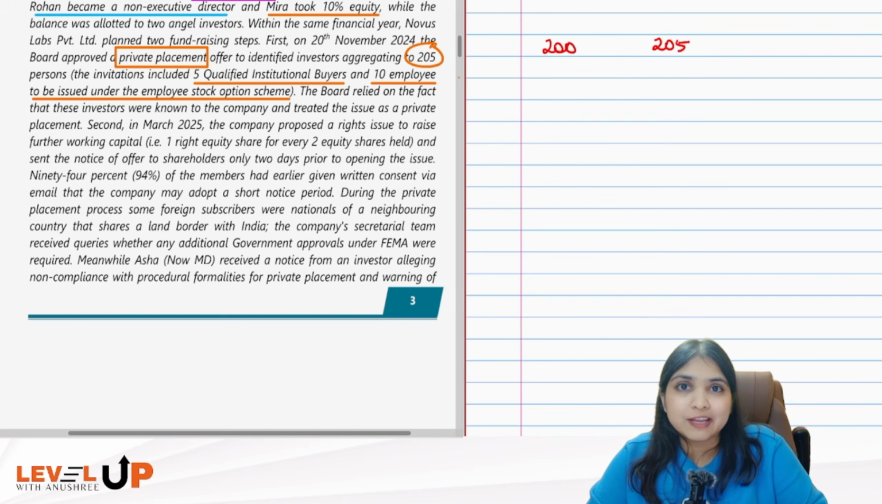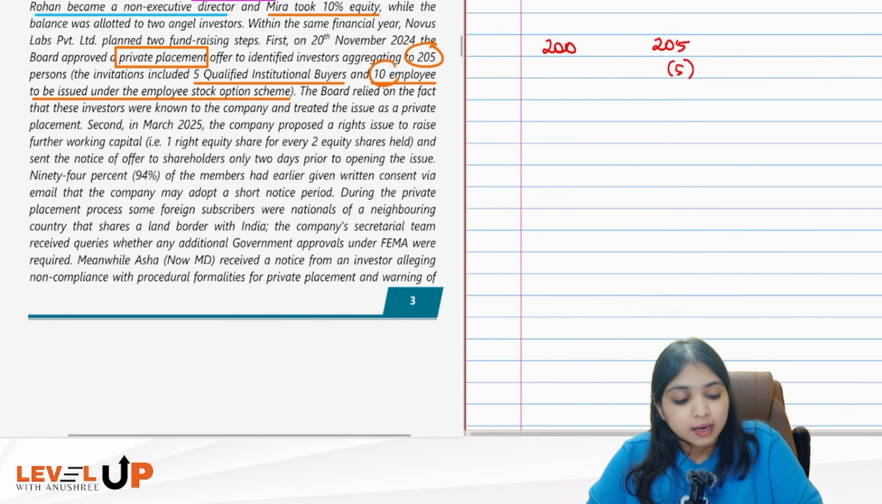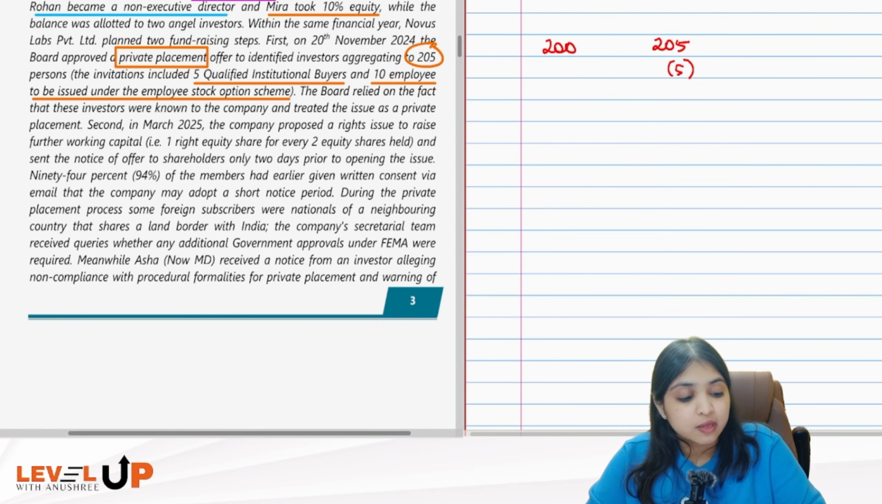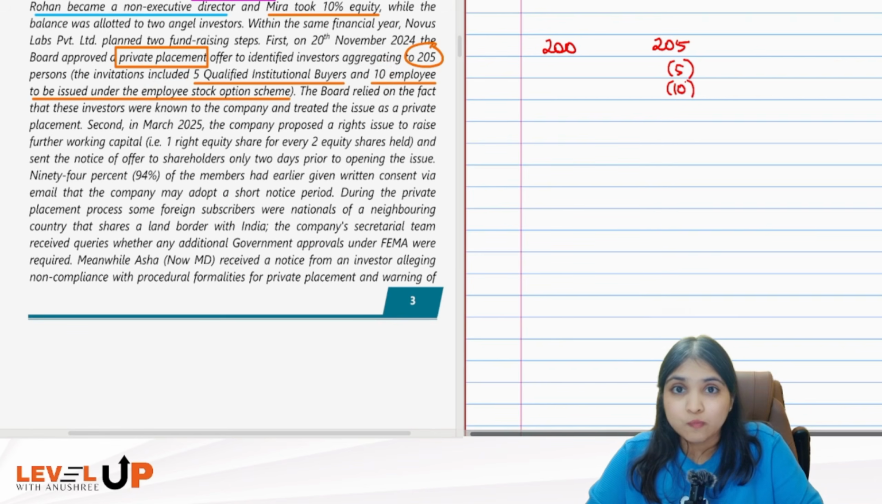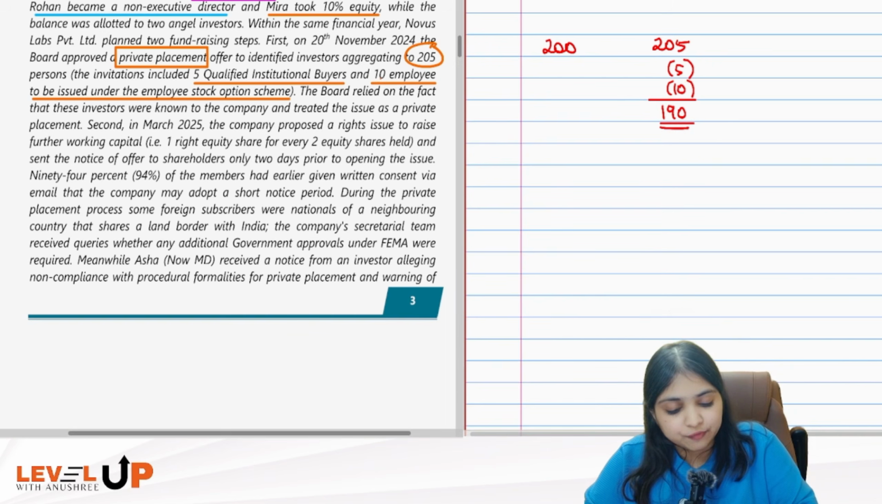This includes 5 qualified institutional buyers. I will exclude the qualified institutional buyers. It also includes 10 employees to whom we are issuing shares under ESOPs. We will exclude the employees to whom we are issuing under ESOPs also. So we are technically making the private placement offer to 190 people only, which is well within the limit of 200, guys. So the board relied on the fact that these investors were known to the company, and treated the issue as a private placement.